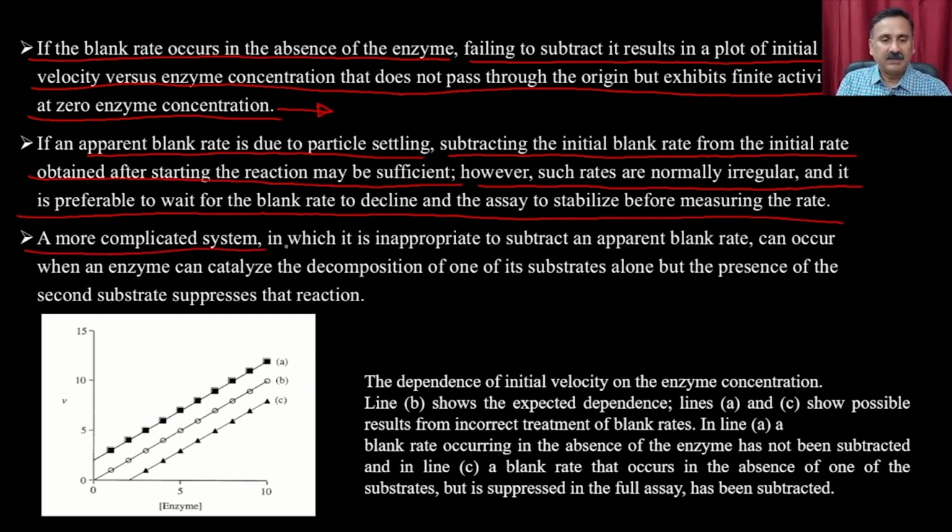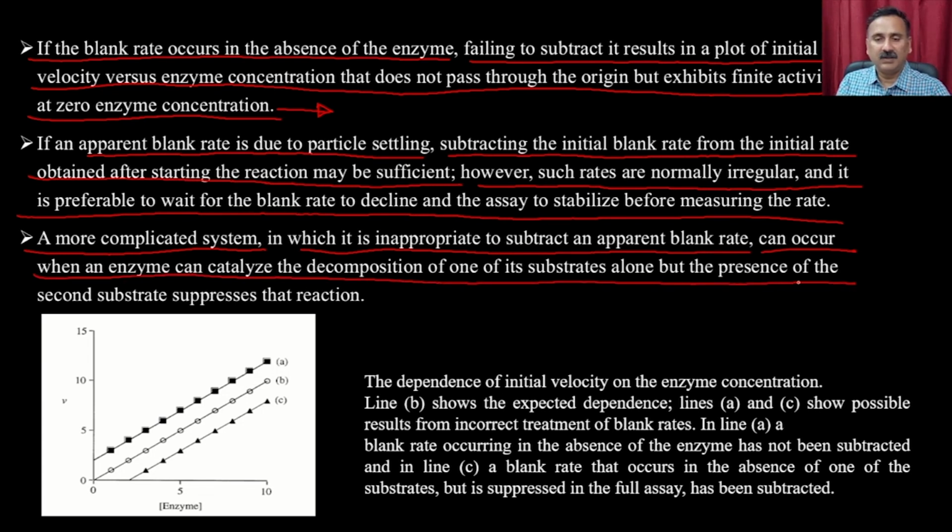A more complicated system in which it is inappropriate to subtract an apparent blank rate can occur when the enzyme can catalyze the decomposition of one of the substrates alone, but the presence of the second substrate suppresses this reaction. So, the dependence of the initial rate on the enzyme concentration. What you're going to see here is that the initial measurements depend on the concentration of the enzyme, and they are also very sensitive to these blank rates, because the blank rates can reduce the OD values.